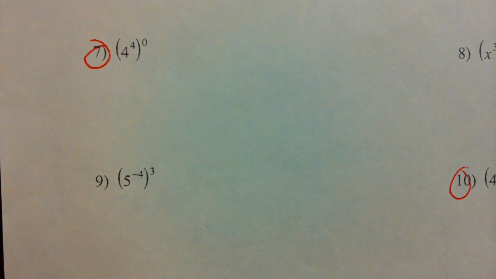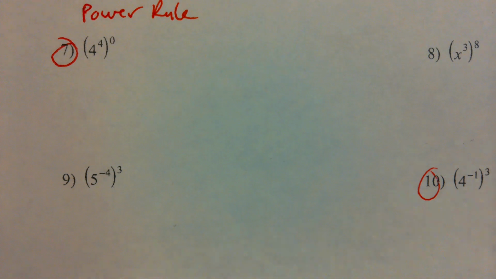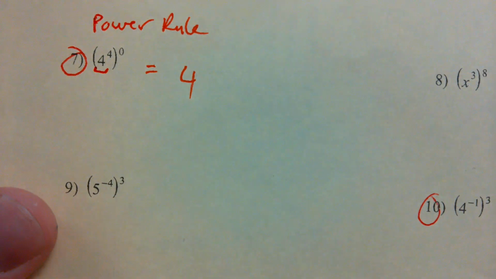Number 7, we got 4 to the 4th power raised to the power of 0. We see that our power is raised to a power, so of course we're going to use the power rule. Right? If you have double the amount of power, that power rule should stick in your brain just like that. So we keep our base the same, that's 4. And then what do we do with that 4 and that 0?